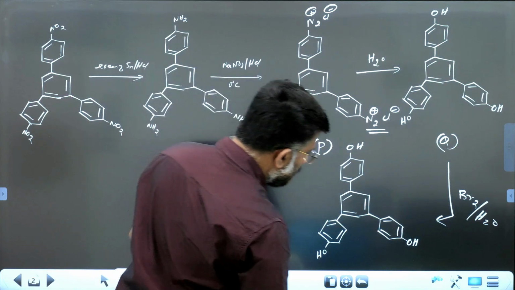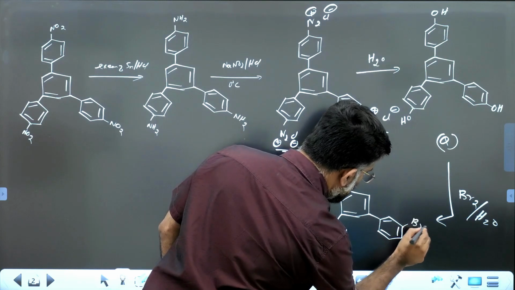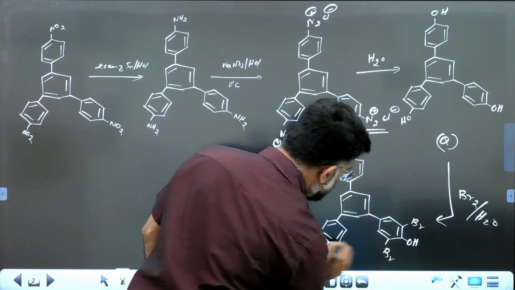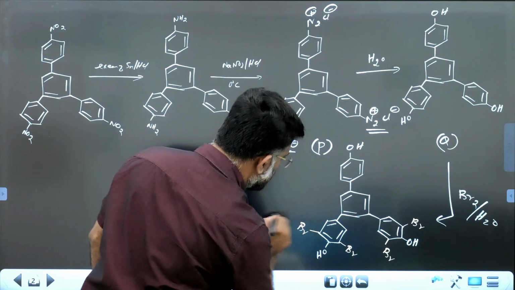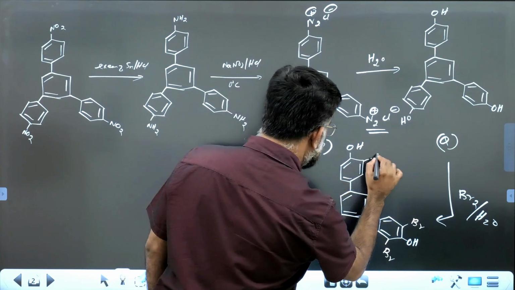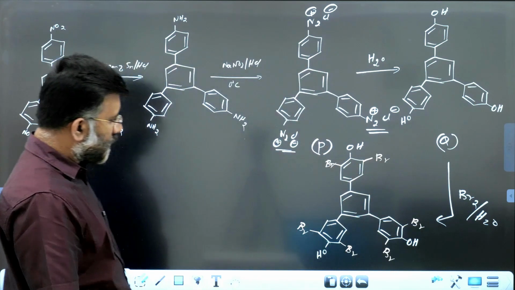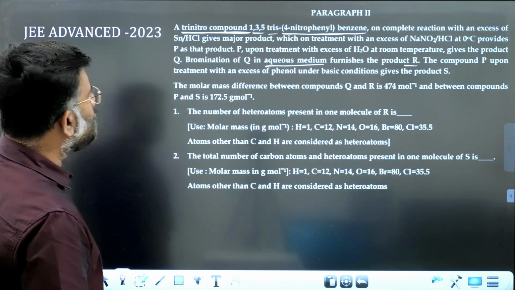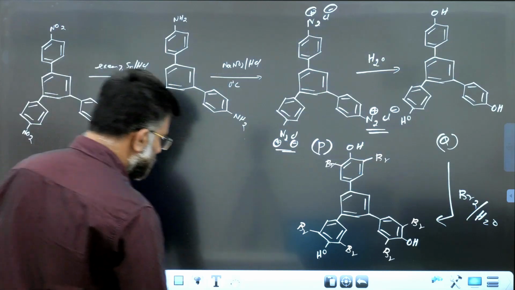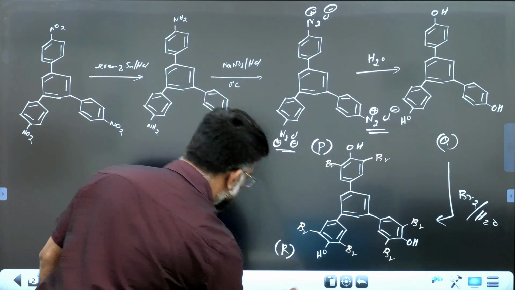No para is possible. You see, this para position is occupied, so bromine comes here, and here, and here, and here, isn't it? Yes, here we have bromine here and here. Right. So that is the product, which is termed as R. This is R. What next?